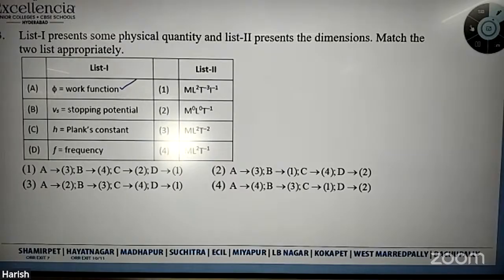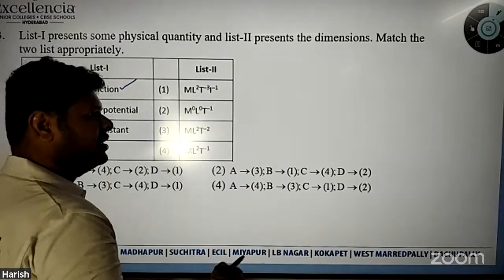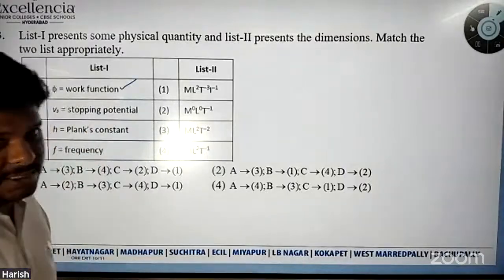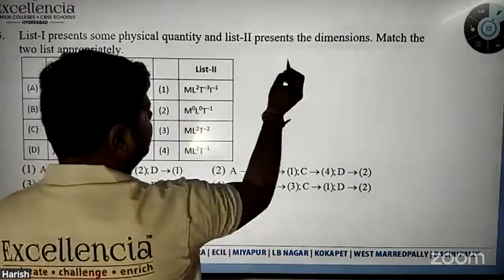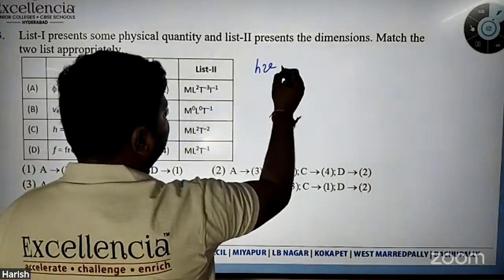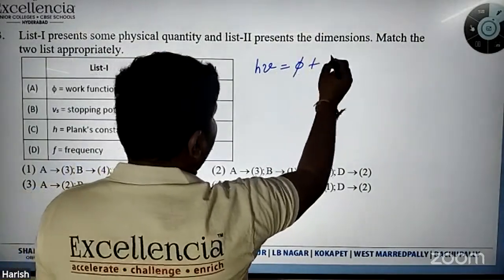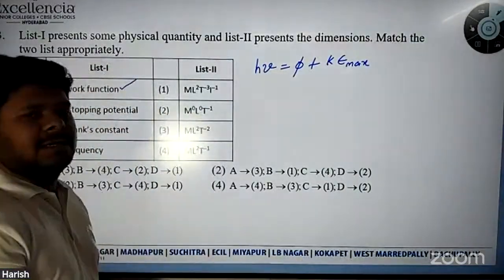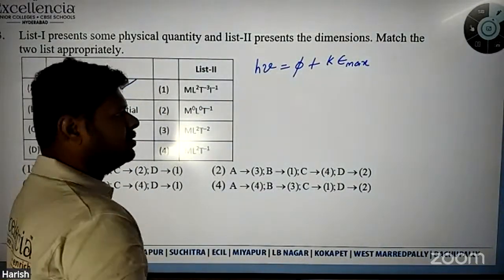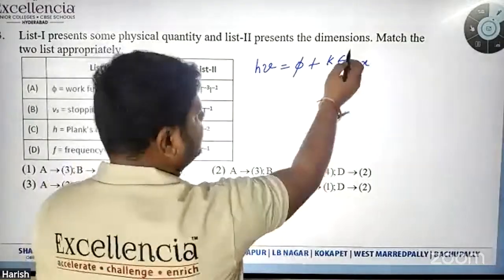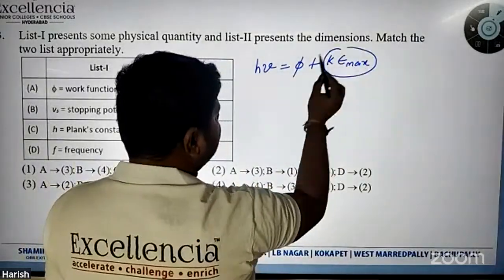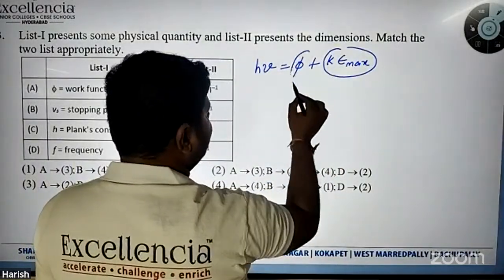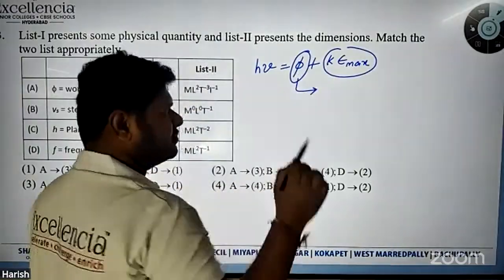Okay. So from where do we get the work function? If you remember the standard photoelectric equation, we know hν, the energy of the incident photon, is equal to work function plus KE max. The basic thing we know is that we can add only two similar quantities, right? So this is obviously kinetic energy.